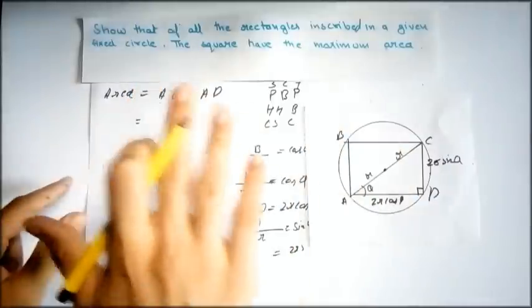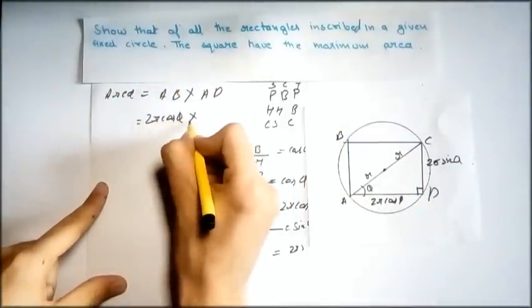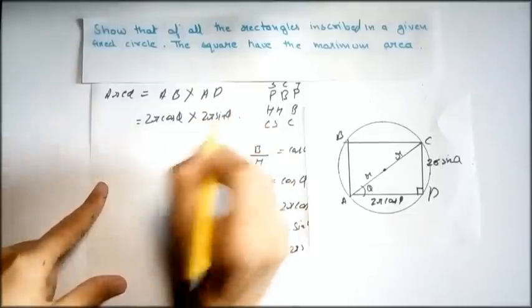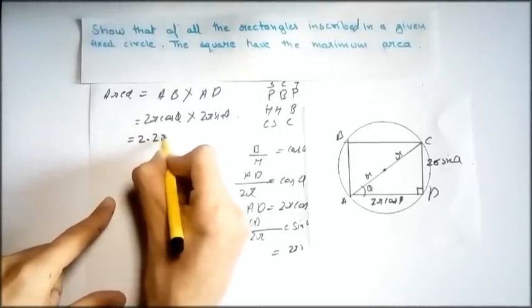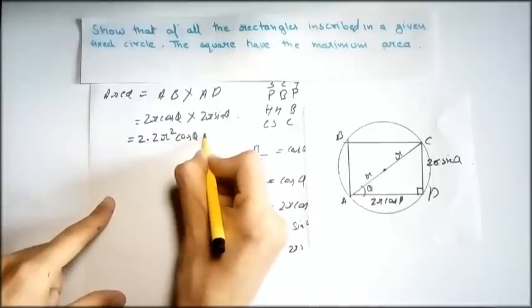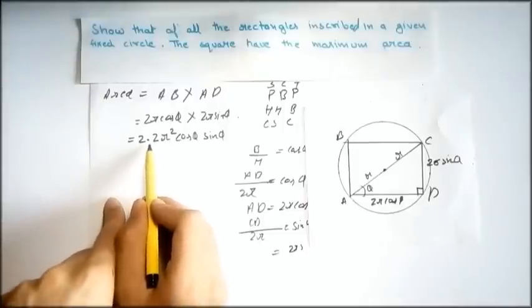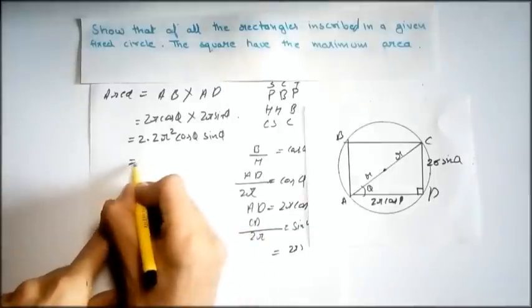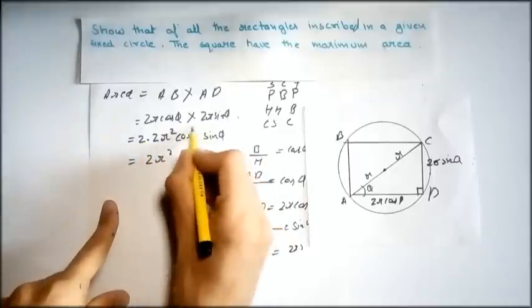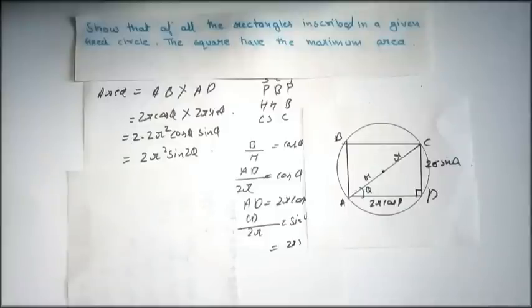Now we can put this in here, that is 2r cos theta multiplied by 2r sine theta. I won't multiply the 2 because in the question, that is 2r square cos theta sine theta. Do you know that trigonometric rule that 2 sine theta cos theta is equal to sine 2 theta? So 2r square, this 2 is used up in here, sine 2 theta. After this we will differentiate it with respect to theta.